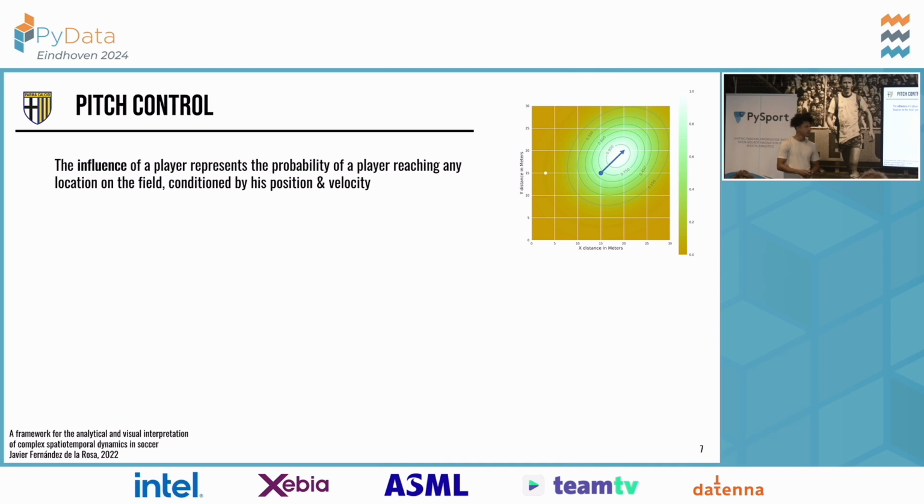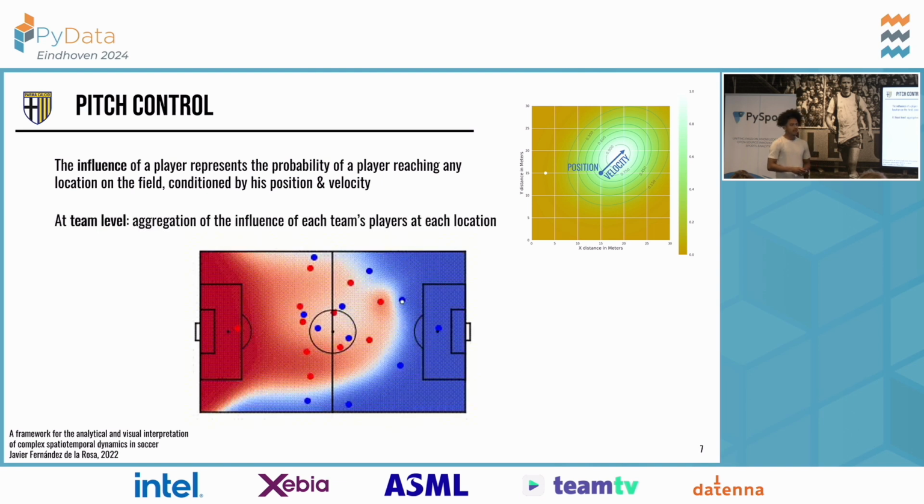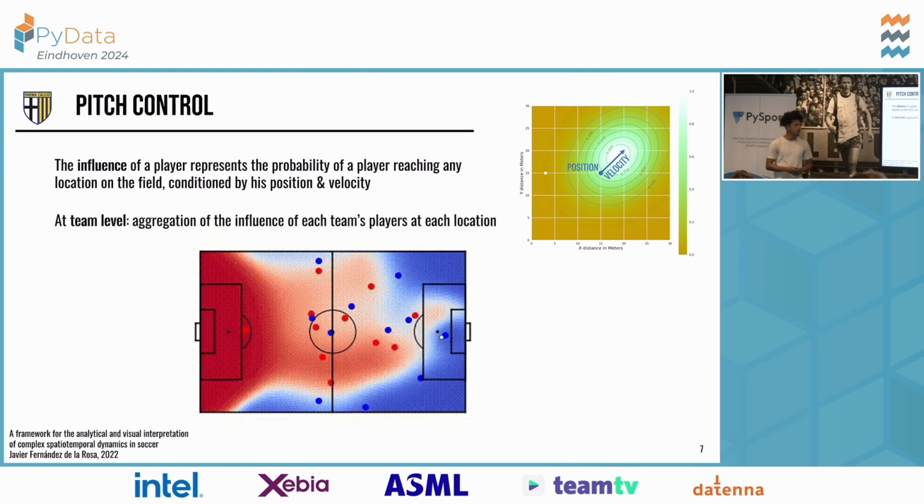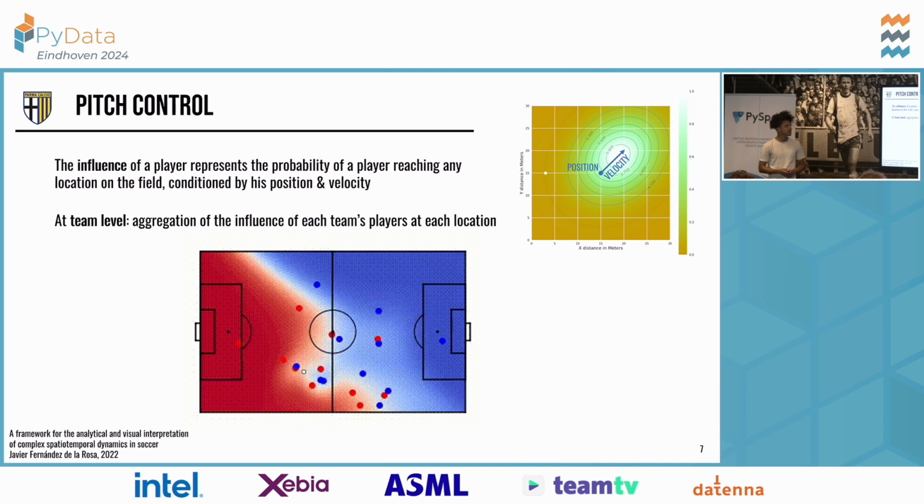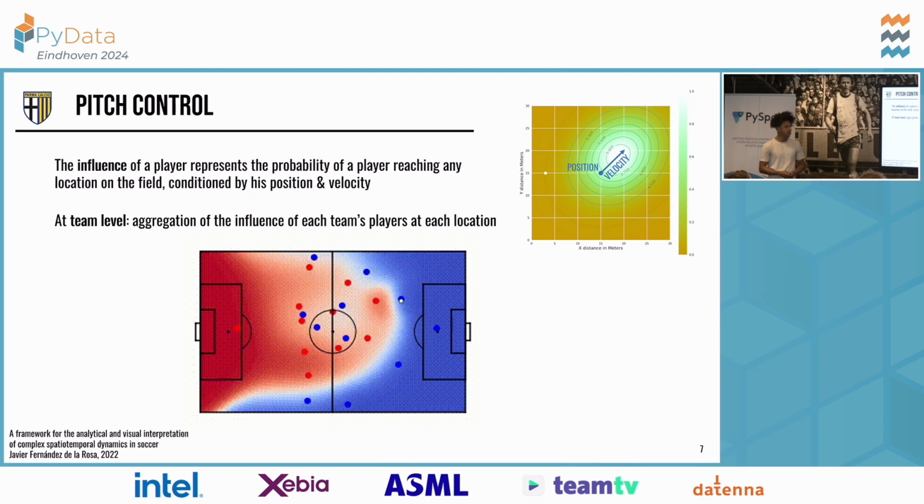So the first model is pitch control. It has been defined by Javier Fernandez in his thesis, and it defines the influence of a player based on their initial position and velocity: the probability that the player reaches any area in the pitch. If we aggregate this at team level, we get something quite nice that we call pitch control. This is what team controls what area continuously during the game.